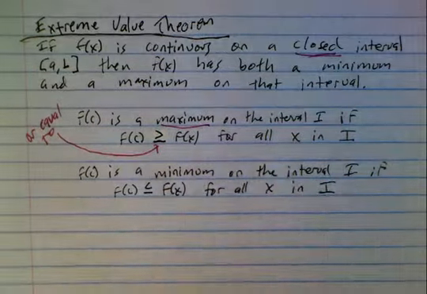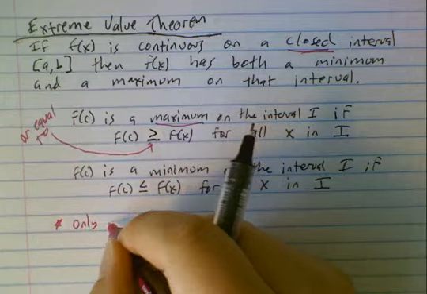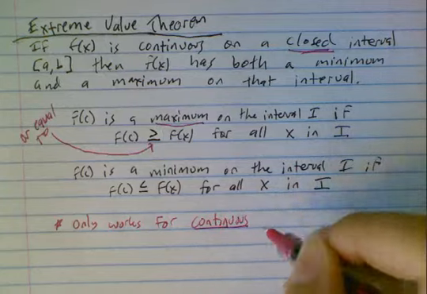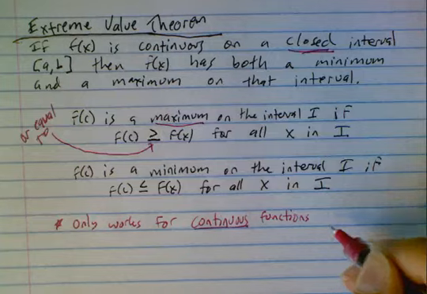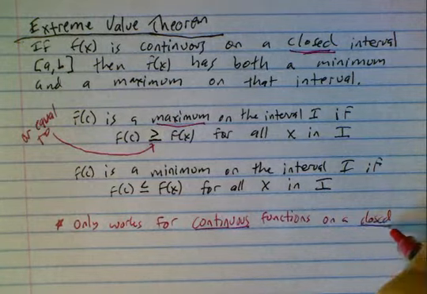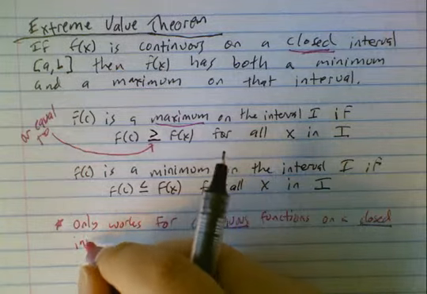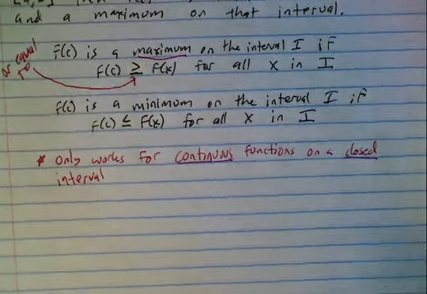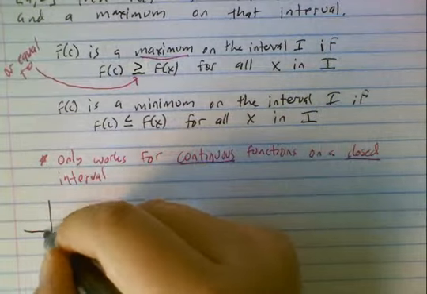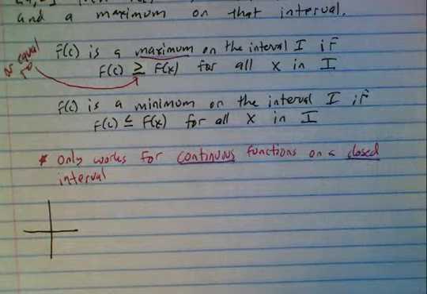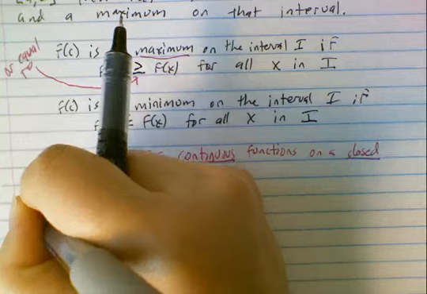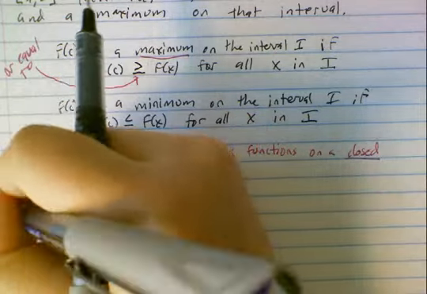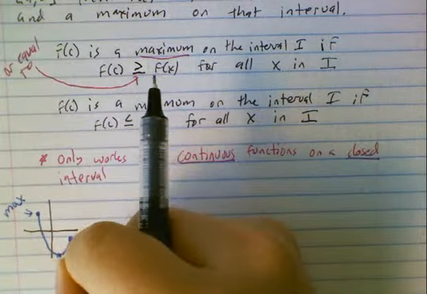Note this only works for continuous functions on a closed interval. So what this is saying, let's say we've got a little function like this, goes down like that. Here we've got a maximum, here we've got a minimum.